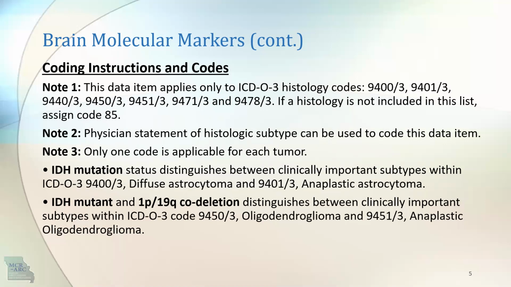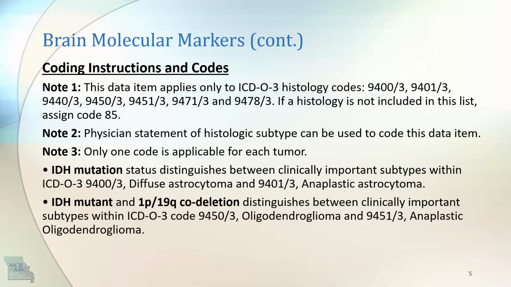Note 2. Physician statement of histologic subtype can be used to code this data item. Note 3. Only one code is applicable for each tumor. IDH mutation status distinguishes between clinically important subtypes within ICD-O-3 9400/3, diffuse astrocytoma, and 9401/3, anaplastic astrocytoma.